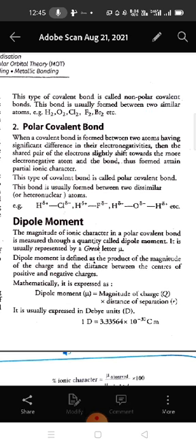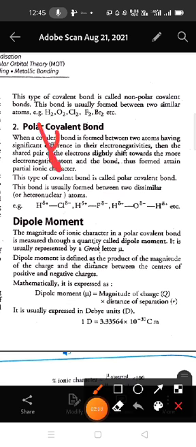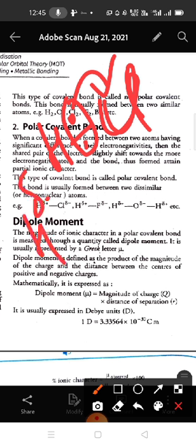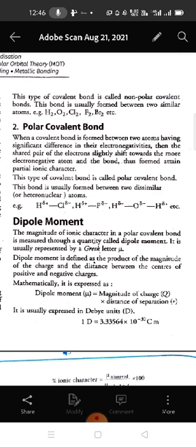In these molecules, for example HCl, Cl is more electronegative than H. So the shared pair of electrons will be partially attracted towards the chlorine. Hence, H will attain a partial positive and Cl will attain a partial negative charge, and this type of bond is called polar covalent bond. Next is dipole moment.